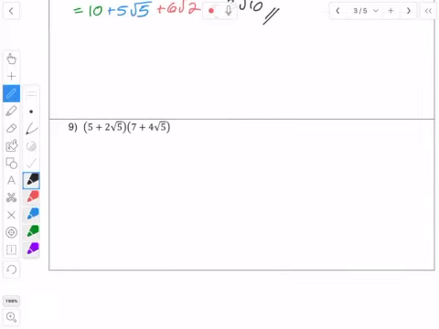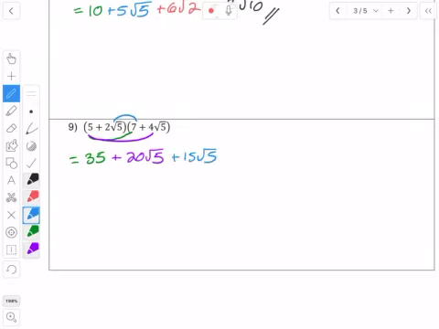See number 9. Again, I'm going to FOIL. So first, 5 times 7, 35. Then we're going to multiply the outers. So 5 times the 4 square root of 5 is 20 square root of 5. Now I'm multiplying the inners. So that is plus 14 square root of 5.